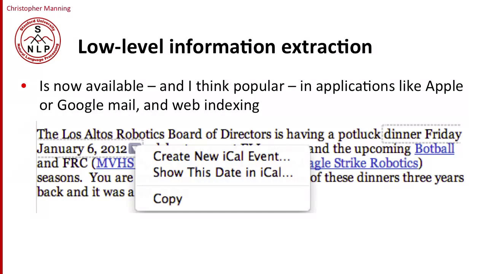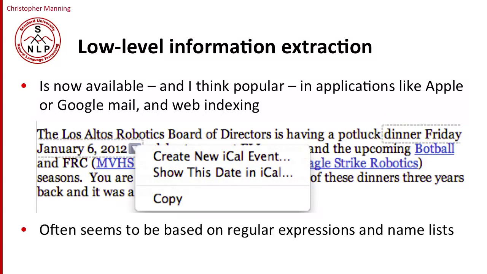So here's a little example from Apple Mail, and so here there's this date, and so Apple Mail recognized that there was a date there and put in that little arrow box. And when I hold that down, it's then offering to create a calendar event for me. And so that's kind of a little help of now allowing me to do that kind of task faster. This kind of information extraction is often fairly simple and seems to be mainly based on using the kind of regular expressions that we saw earlier, including name lists.